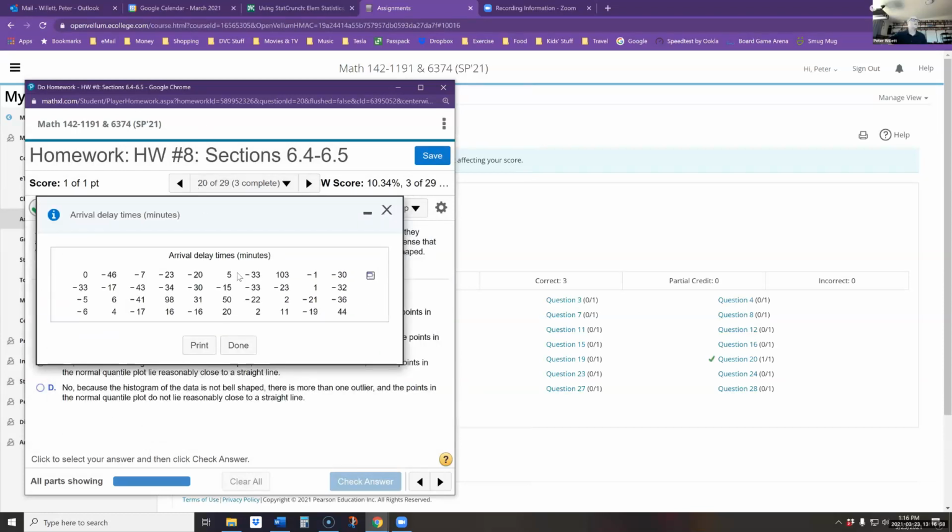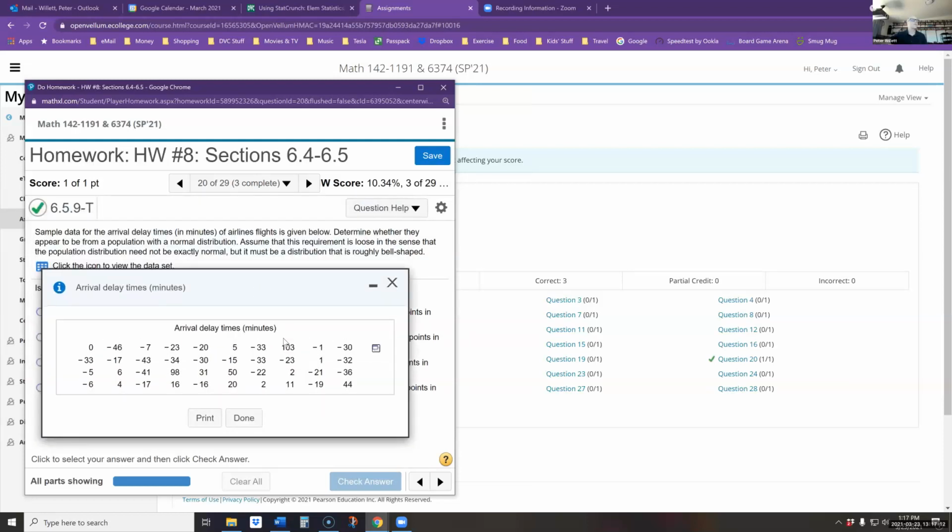So they don't have a ton of data values here. Looks like something like 40 or so. And some of them are negative because maybe a plane arrives early, and the positive numbers, I guess, would be minutes that it arrived late. And a 0 would be right on time, but I don't see, oh, there's a 0. First one's 0. So there's a flight that was right on time. So that's what the data set looks like.